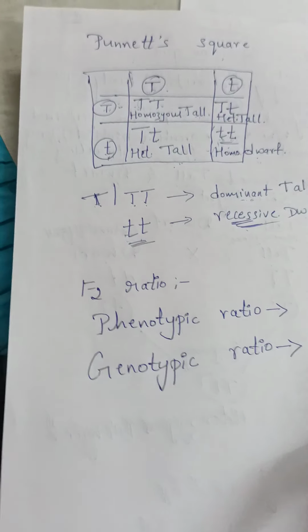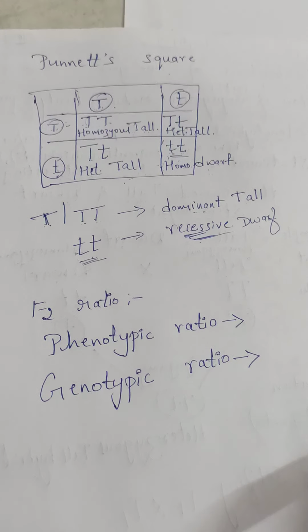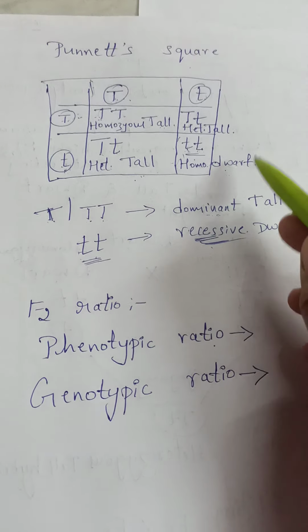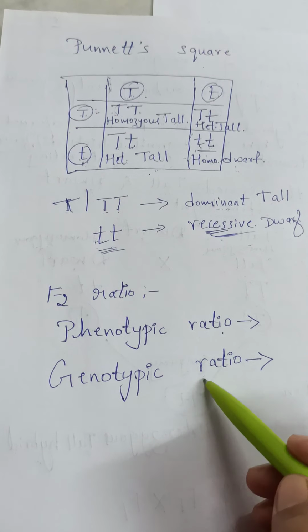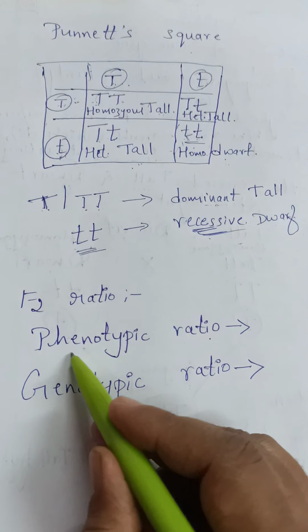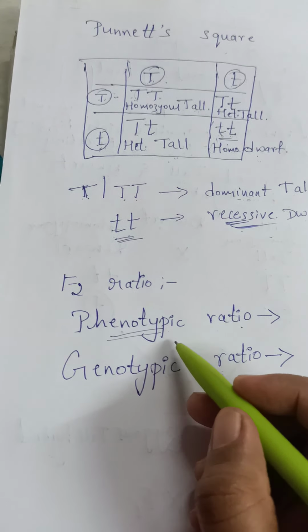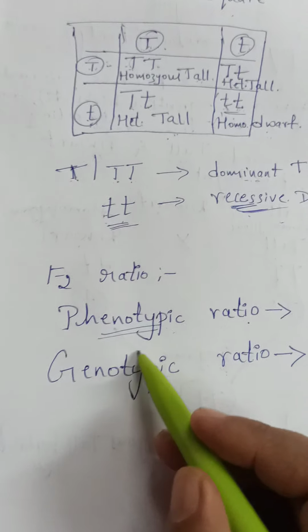Just like writing the result after the completion of an experiment, in the same way, after all the crossing steps, this is the final step. We need to write the ratios. Phenotype or phenotypic means external, that is the definition: morphological character or external character.